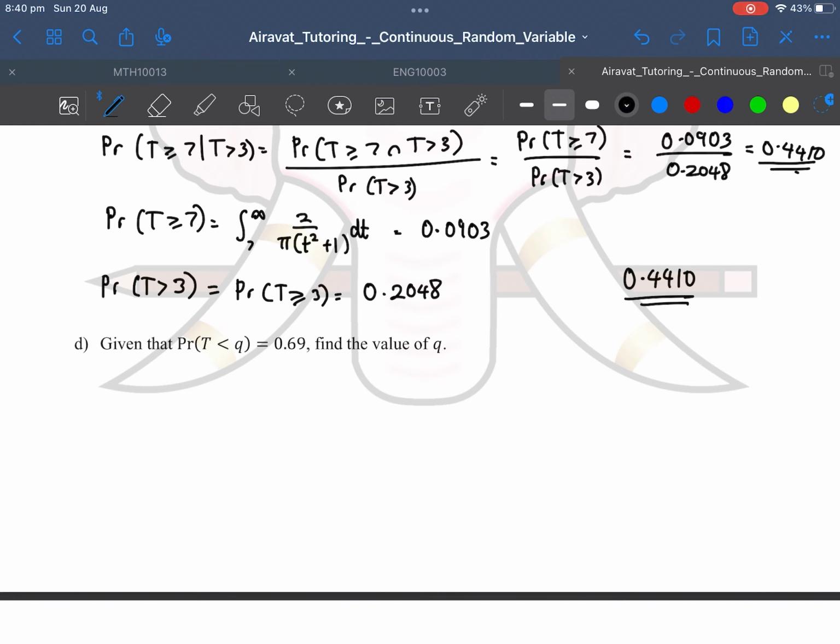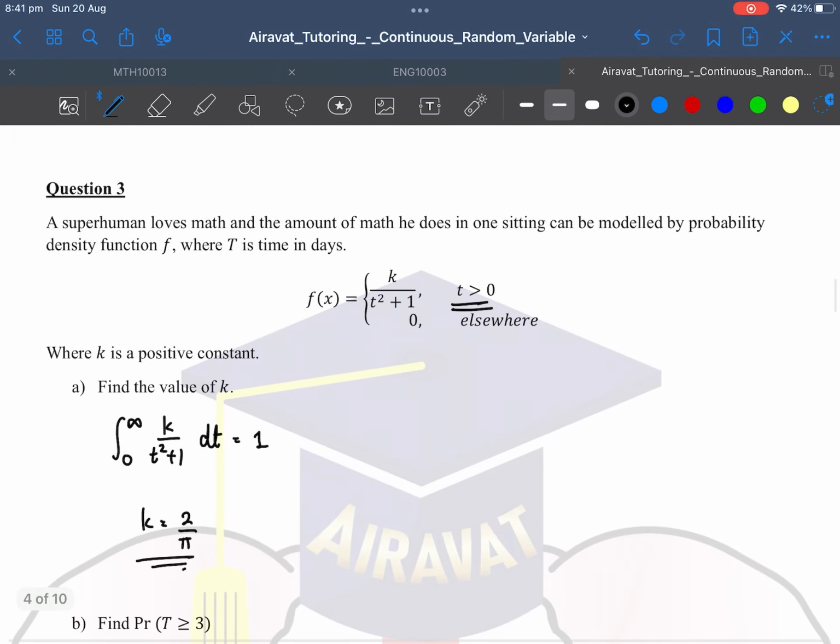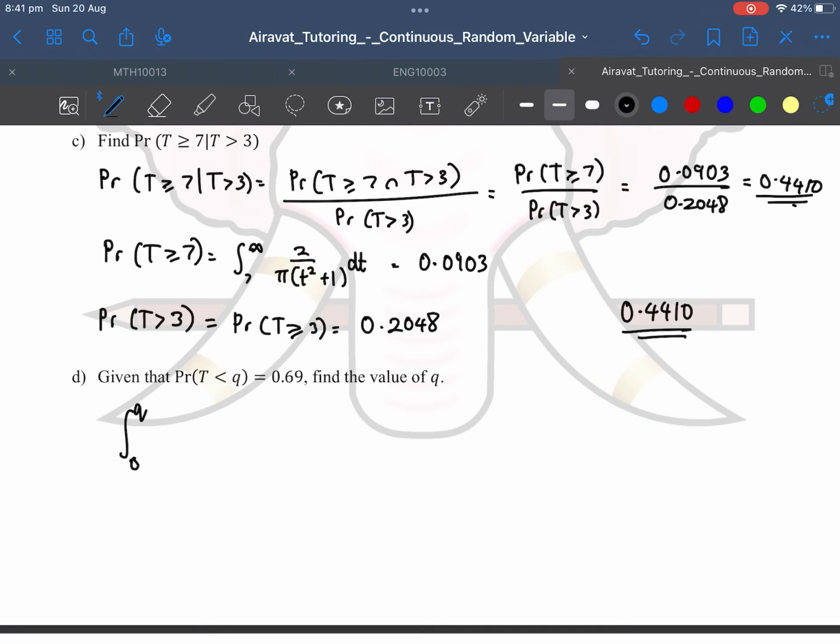Given that the probability of t less than q is equal to 0.69, find the value of q. Okay, let's construct the integral for this. So it's going to be from the lower bound. What is our lower bound? Well, we just have to look at our domain. So our lower bound is t is greater than 0, so that's our domain. So our lower bound is obviously going to be 0. So 0 to q, 2 over pi t squared plus 1 dt equals to 0.69.